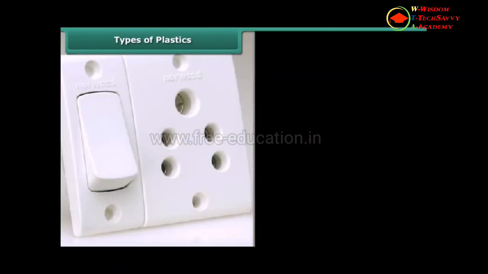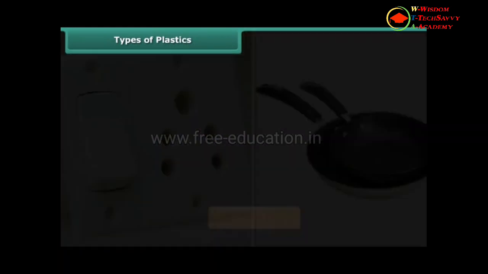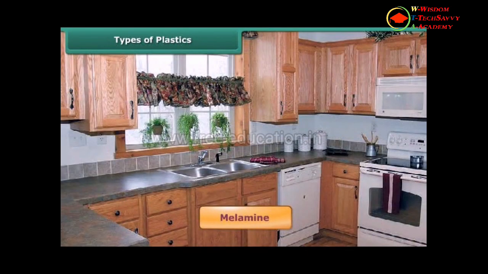The familiar electrical switches and handles of utensils are made of bakelite as it is a poor conductor of heat and electricity. Whereas melamine is used for making floor tiles and kitchenware and certain fabrics as it is fire resistant.